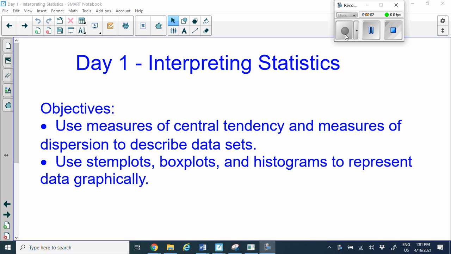Hey guys, so here's the notes for day one. We're going to be talking about interpreting statistics here. So we're going to use the measures of central tendency and measures of dispersion to describe data sets, and then use stem plots, box plots, and histograms to represent data graphically.